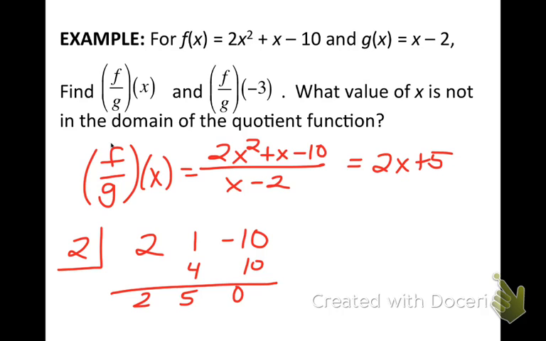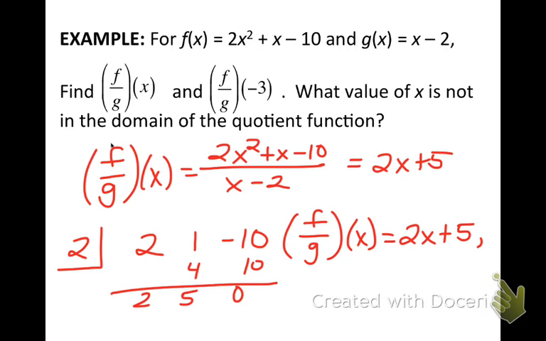Now we have to talk about the domain of the quotient function. My resulting polynomial no longer has a divisor, but there is a number that we originally can't have in the domain. What value makes my denominator undefined? 2, right? So then we need to say, so for my final answer, I'm going to say f divided by g of x is equal to 2x plus 5, but then I'm going to put a comma, and I'm going to say x cannot equal 2.